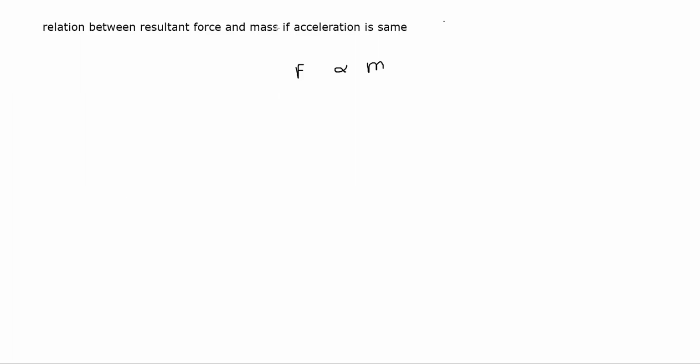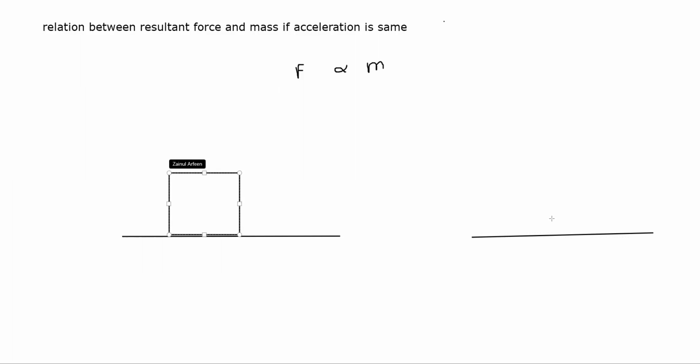So you have two objects of different masses. You want the acceleration of this object to be 2 meter per second square. You need acceleration of the second object also 2 meter per second square. The mass of this object is 10 kg. Mass of this object is 2 kilogram. So what is the resultant force if I want to produce an acceleration of 2 meter per second square?